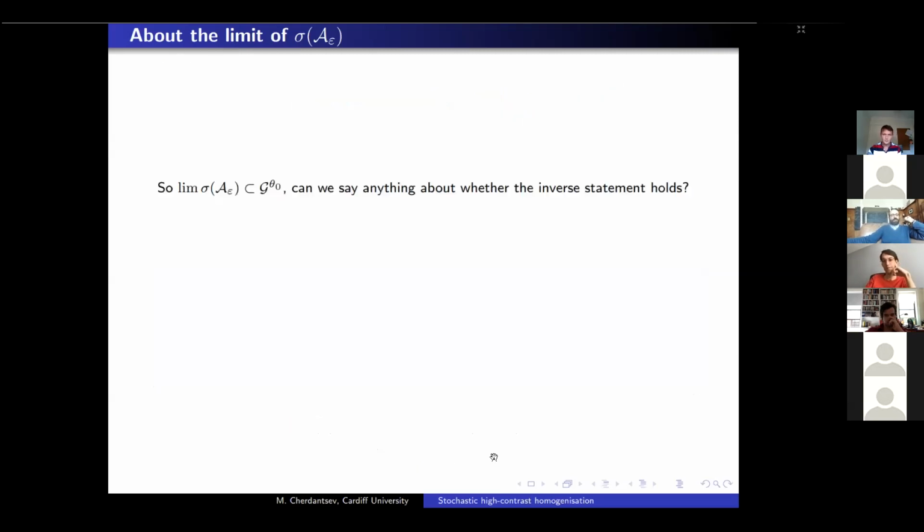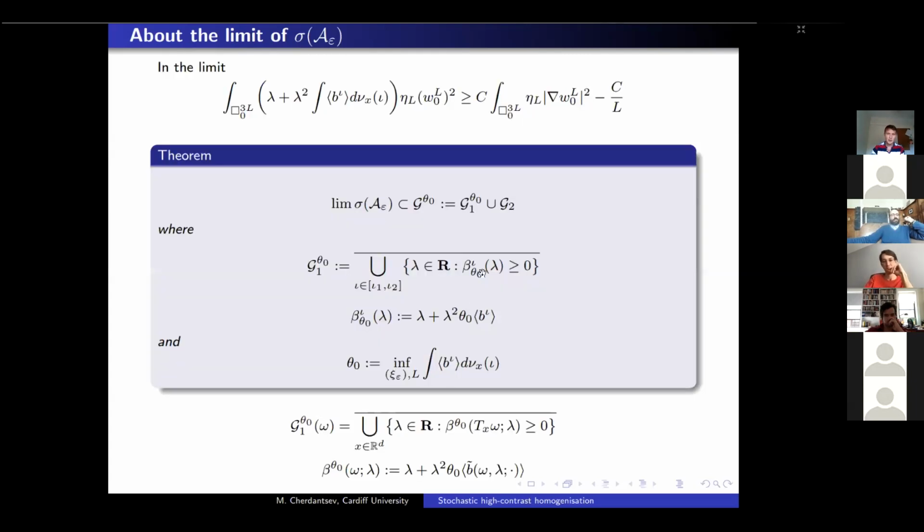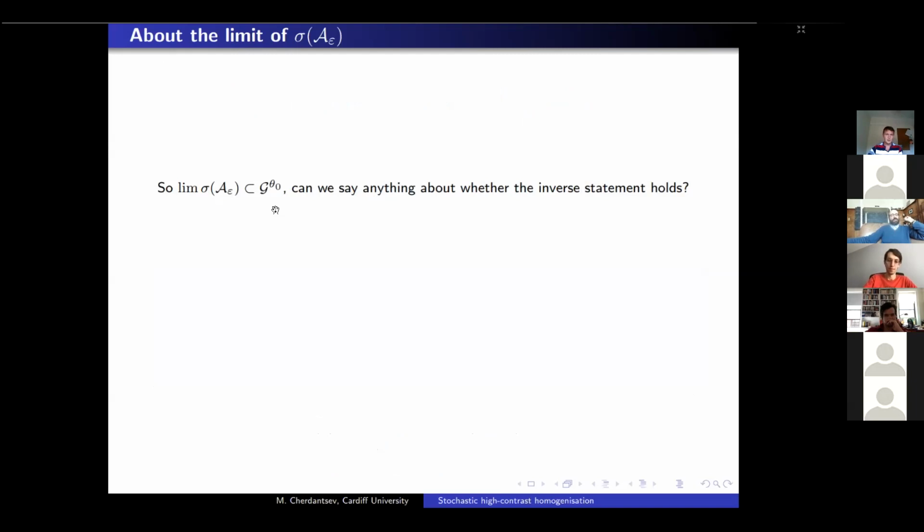Can we say something? We basically have the lower bound on the limit of the spectrum. Can we say something about whether the inverse statement holds?